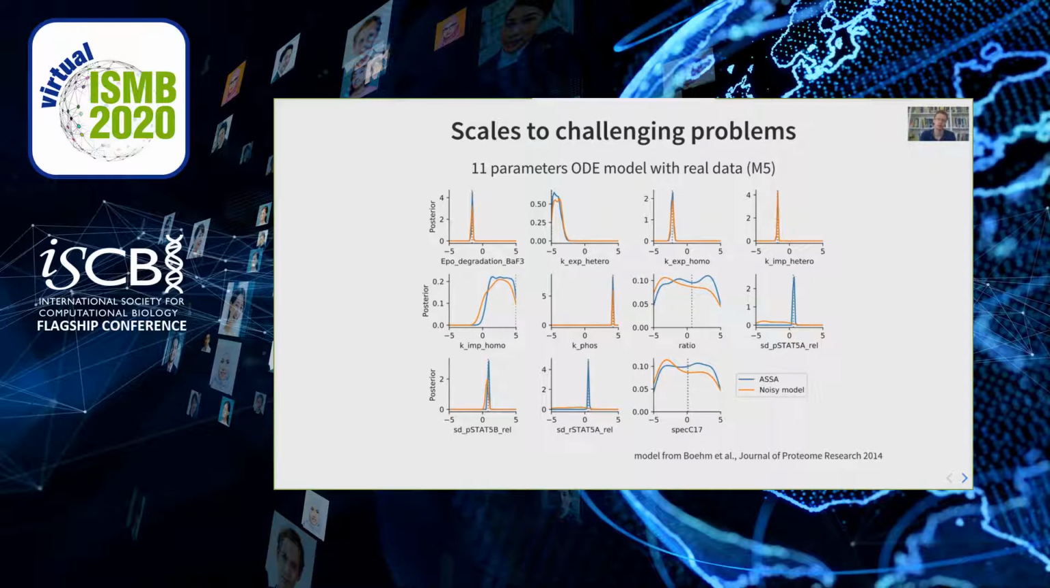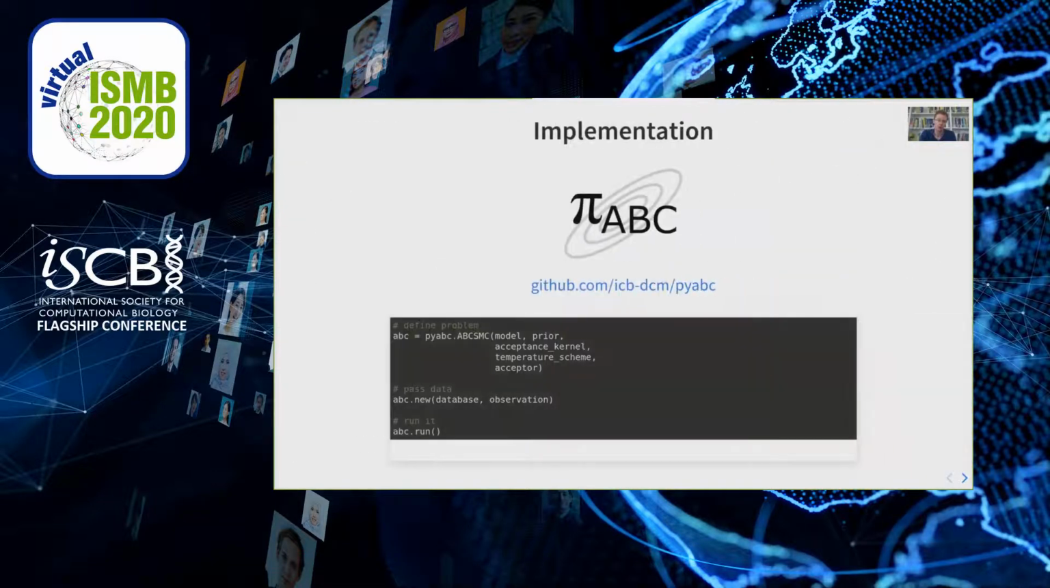We also applied the method to more challenging problems. Here to an ODE model with 11 parameters, including 3 noise parameters, which we can infer on the fly alongside the other parameters. And not shown, also to an age-based Cantor growth model with 7 parameters. Here we could only compare ASA to the noisy model approach, where we add noise to the model output. And consistently, ASA performs superior, even though the other approach was given more simulations. Last point, we also implemented ASA in the open source toolbox pyABC, which we developed in the group to also make it usable for other researchers.